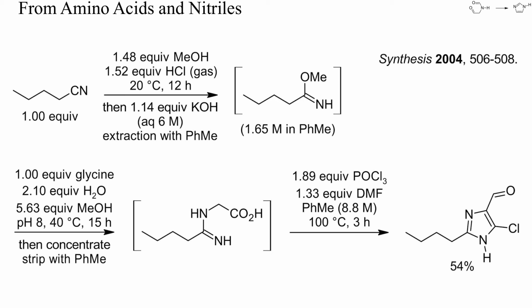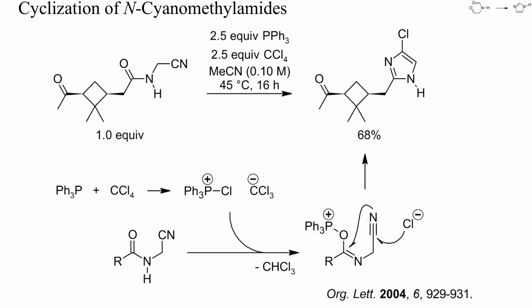In this example, cyclization of the intermediate amidine by intramolecular acylation would have yielded an imidazolinone, but with the Vilsmeier reagent, both deoxychlorination and formylation of this imidazolinone occurred. Similarly, acylated alpha-aminonitriles can be cyclized to imidazolinones or halogenated imidazoles. In this example, the dehydrating reagent was a mixture of carbon tetrachloride and triphenylphosphine.